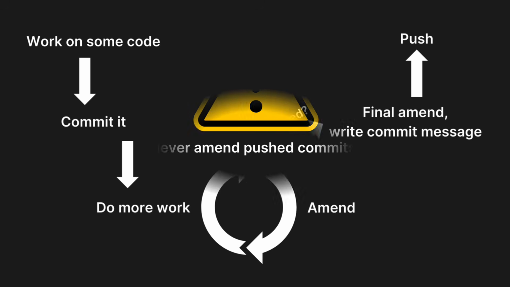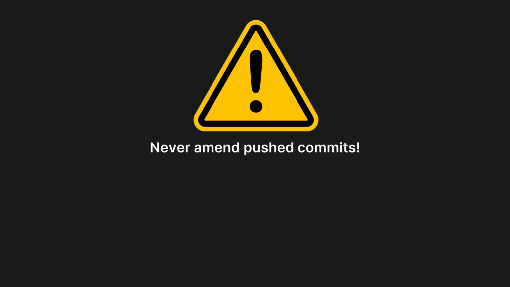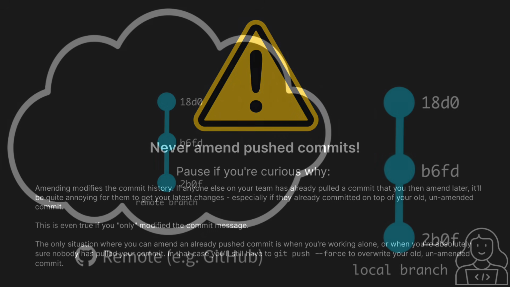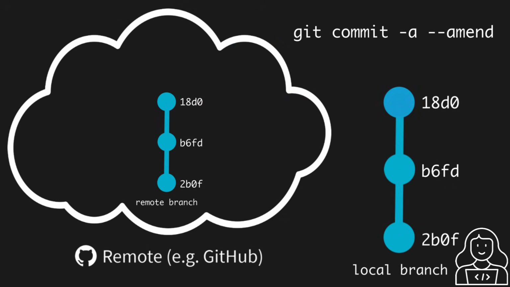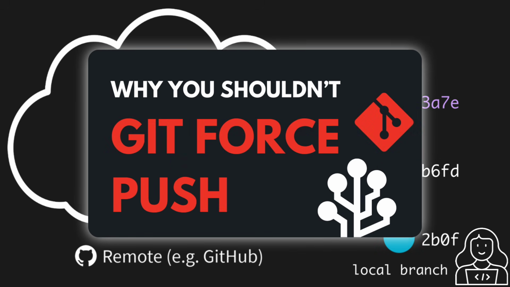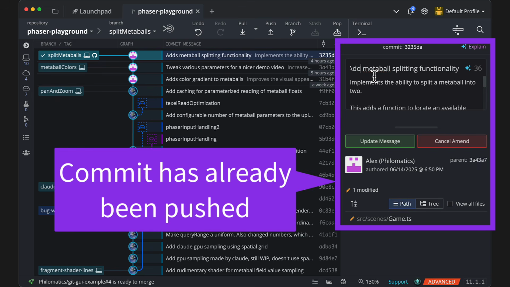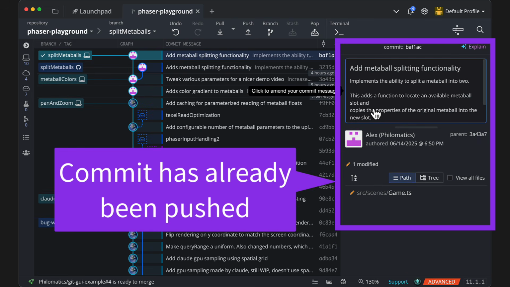You should only amend commits that you haven't pushed yet, or if you're absolutely certain that nobody else is working on the same branch. Since amending the commit changes its commit hash, you'll have to force push after amending an already pushed commit. If you'd like to better understand why, check out this video where I explain the dangers of force pushing in more detail. I think GitKraken could be a bit more clear on this, since it will happily amend pushed commits without asking first.